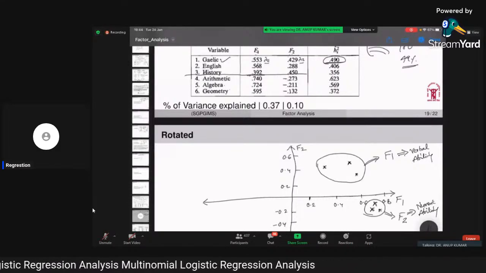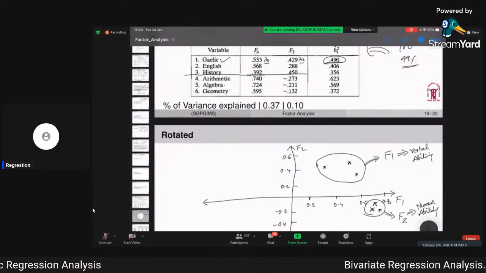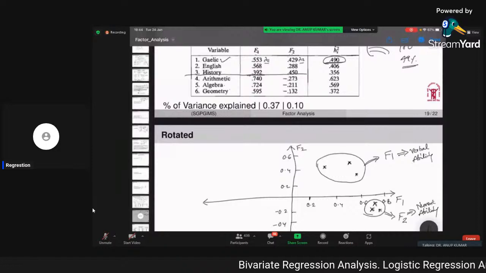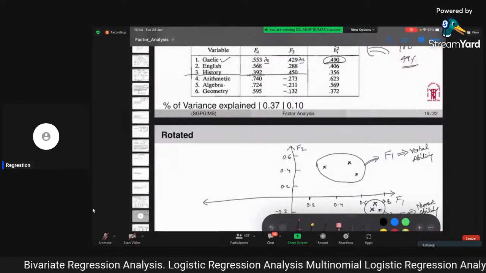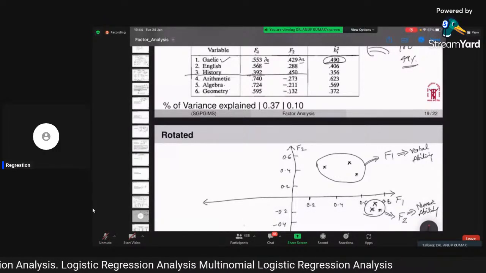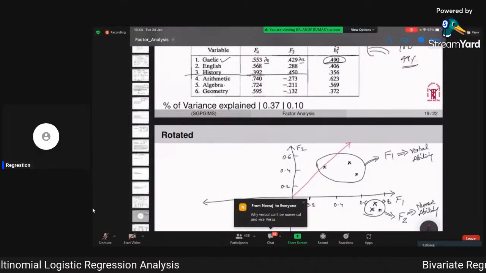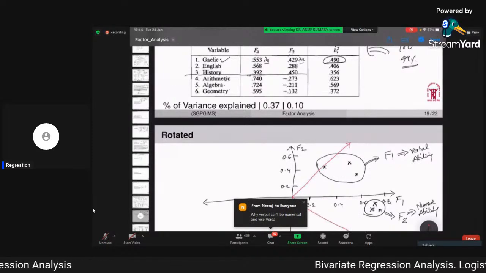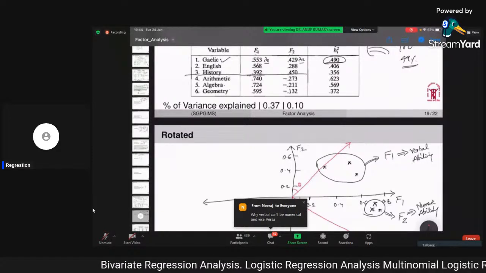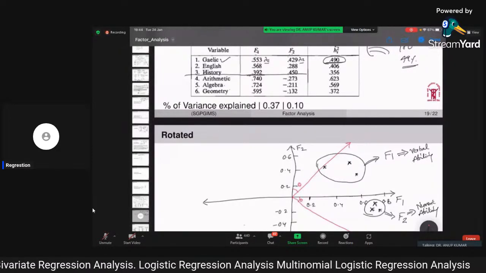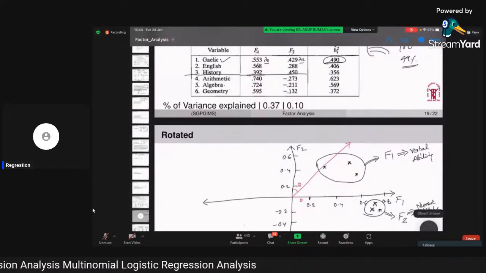Now, what further analysis can be done with this is that if you rotate this axis by theta, you are going to rotate this axis by theta.